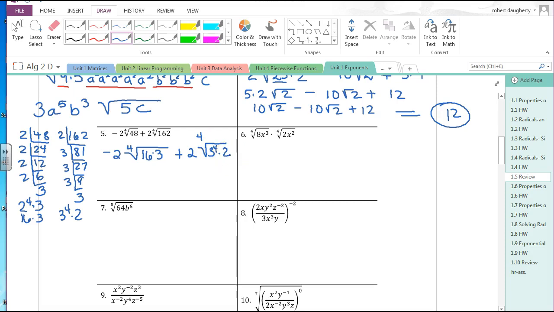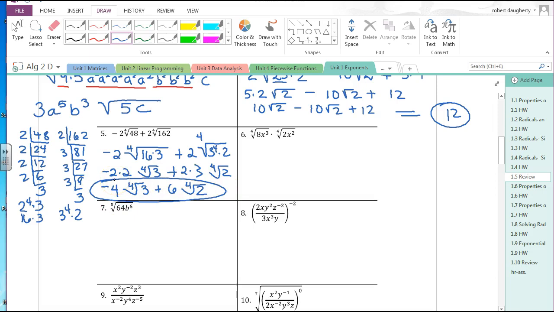So the fourth root of 16, that is 2. So I get negative 2 times 2 and the fourth root of 3, plus 2 times the fourth root of 3 to the 4th is 3. I'm left with the fourth root of 2. So this is negative 4, fourth root of 3, plus 6, fourth root of 2. And that is as far as I can go on that one. Negative 4, fourth root of 3, plus 6 times the fourth root of 2 is my final answer there.